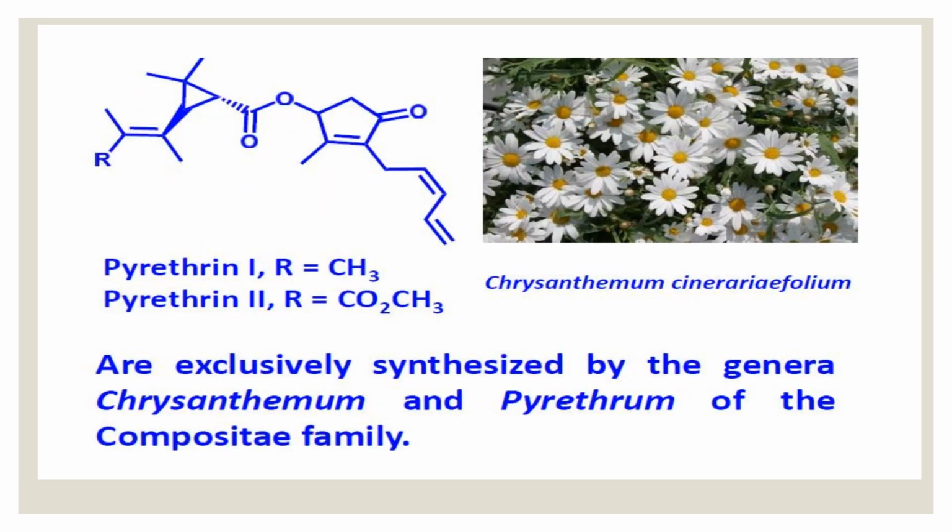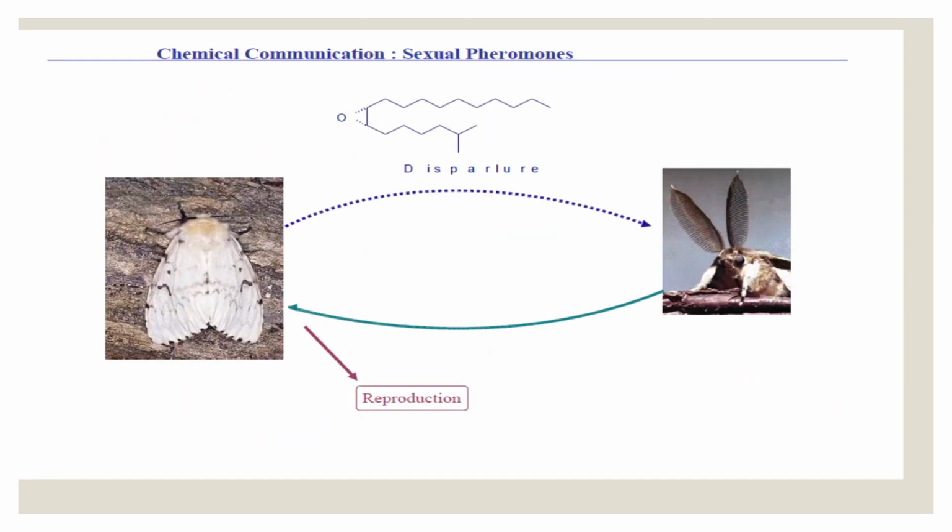And this pyrethrin 1, pyrethrin 2 are also secondary metabolites that can be obtained from Chrysanthemum cinerariifolium. They are exclusively synthesized by the genera Chrysanthemum and Pyrethrum of the Compositae family. This one is called a secondary metabolite specific for the Compositae family.